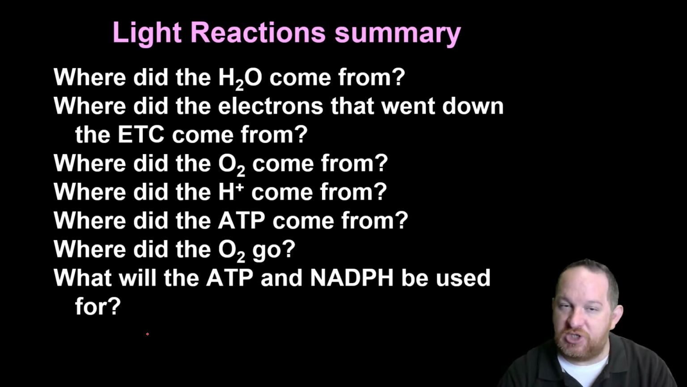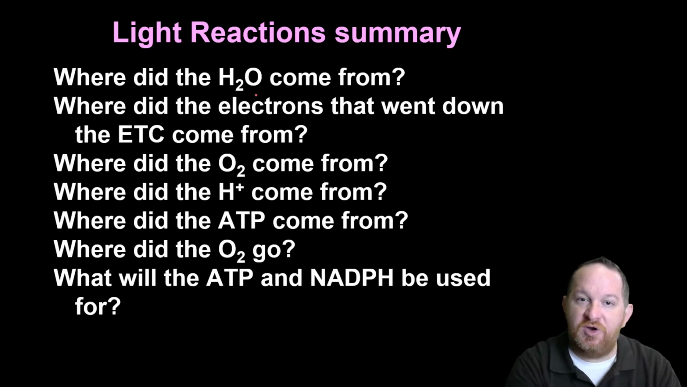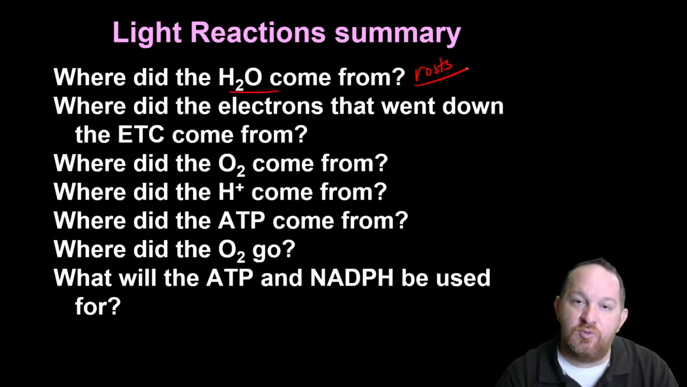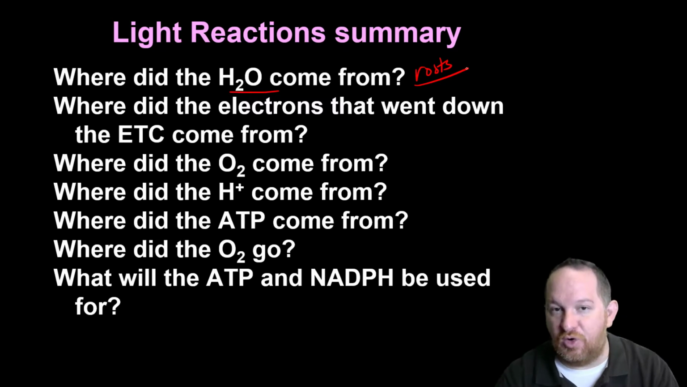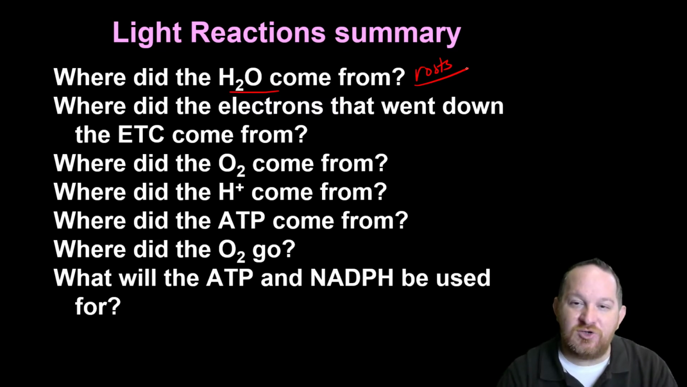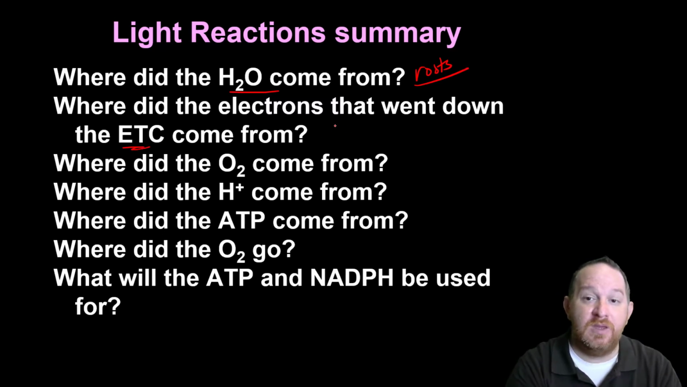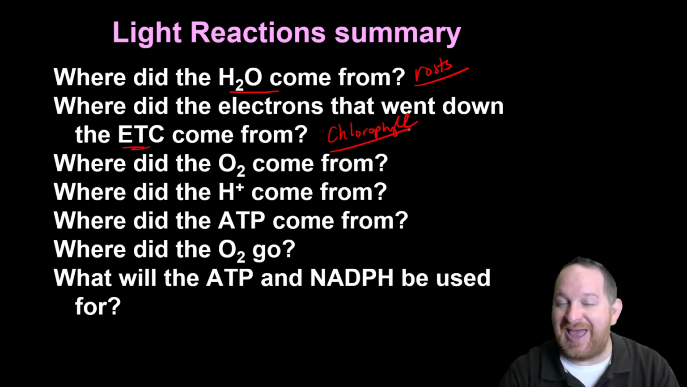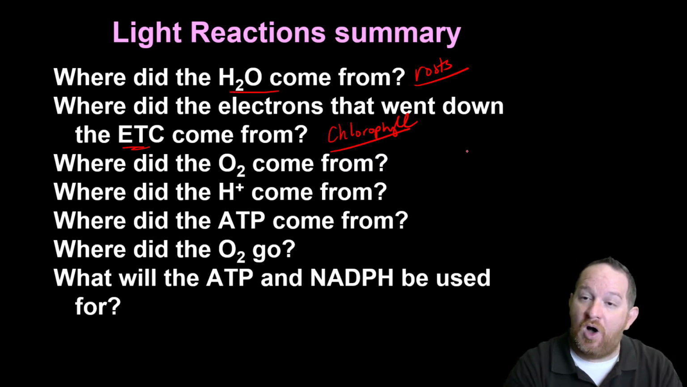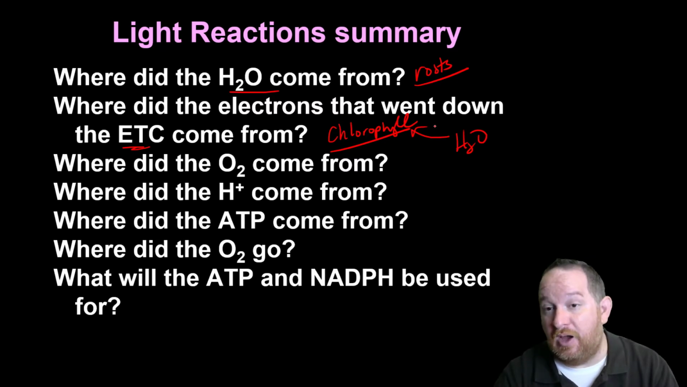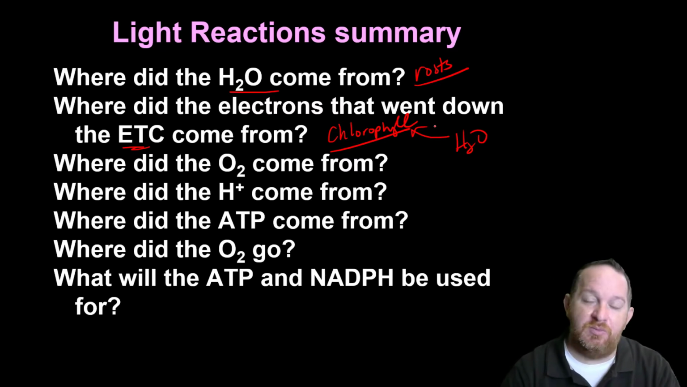Okay, so did you get them all? Let's first start. Where did the water come from? Obviously the roots of the plant, right? Came up through the roots into the cells, into the chloroplast. Where did the electrons that went down the electron transport chain come from? Well, those came from chlorophyll, right? The light activated those electrons from chlorophyll. Then water was split to refill those electrons that were taken from chlorophyll.